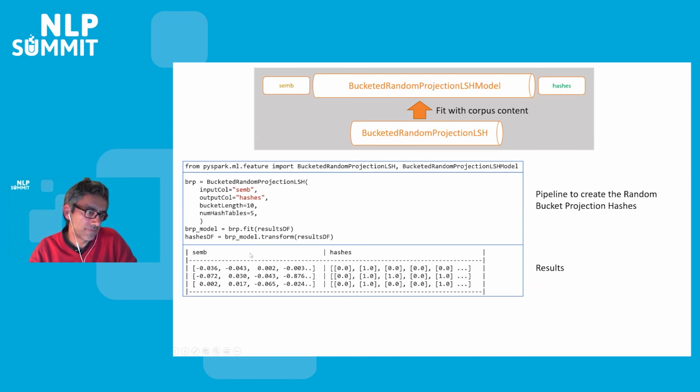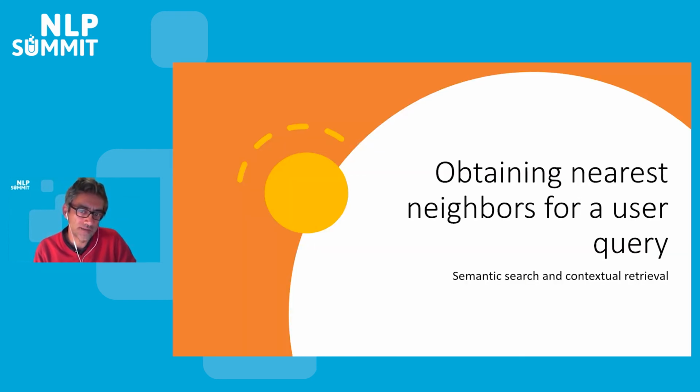So at the end, for every sentence that had an original sentence embeddings representation with 783 float numbers, you will have this reduced representation in the form of hashes that allows you to say, okay, this sentence and this sentence belong to this bucket or these other buckets. So once you have trained this bucket random projection model, how do you get the nearest neighbor for a new user query?